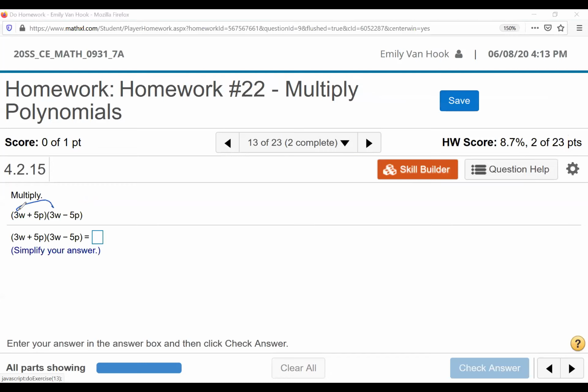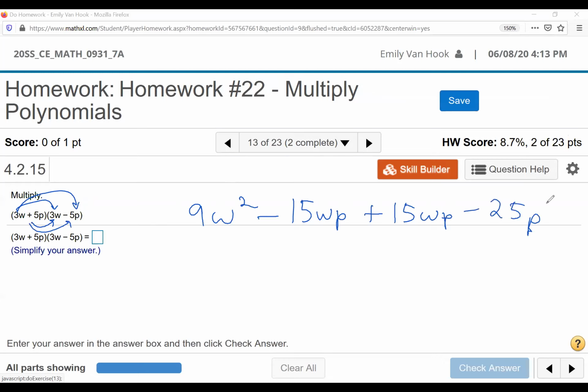Here's what happens. So you get 9w squared. We have 2 variables here, and I just want to make sure you saw enough examples with that. This is just WP, so minus 15WP and then plus 15WP or PW, and then minus 25p squared. Okay, so notice the 2 variables for those middle terms.